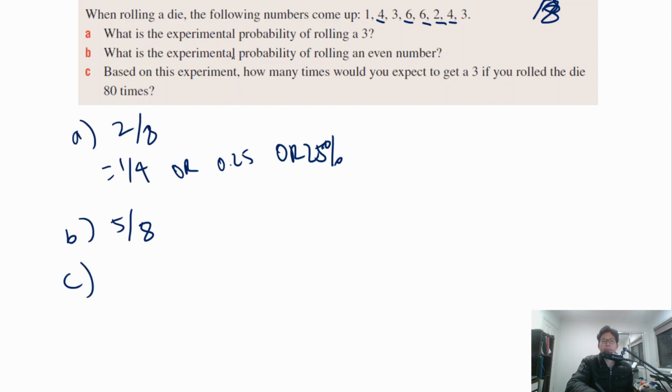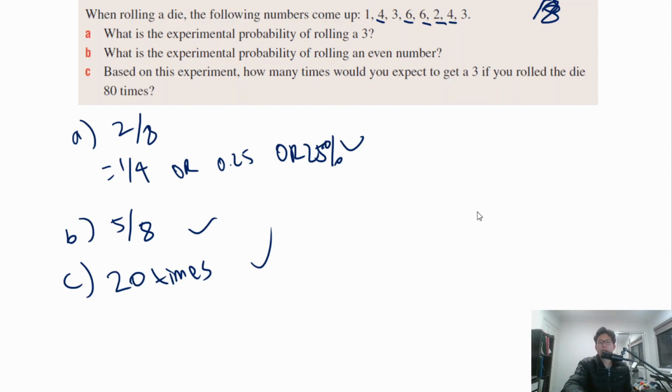And question C, based on this experiment, how many times would you expect to get a 3 if you rolled the dice 80 times? We rolled it 8 times here, so we'll just multiply the first answer by 10. We have 2 out of 8, which will give you 20 times. Give yourself a tick if you got these correct.